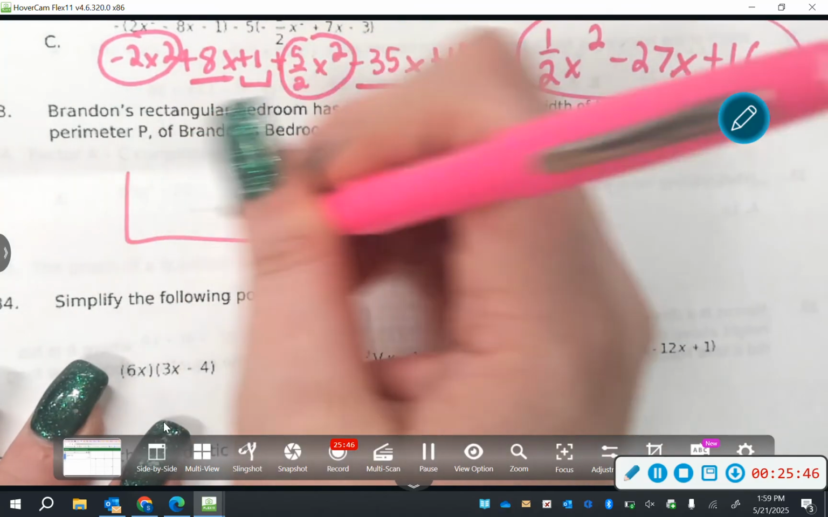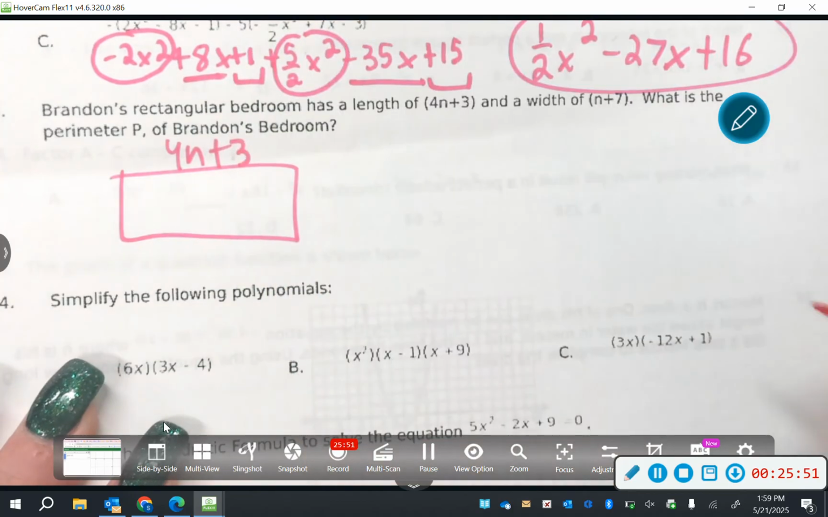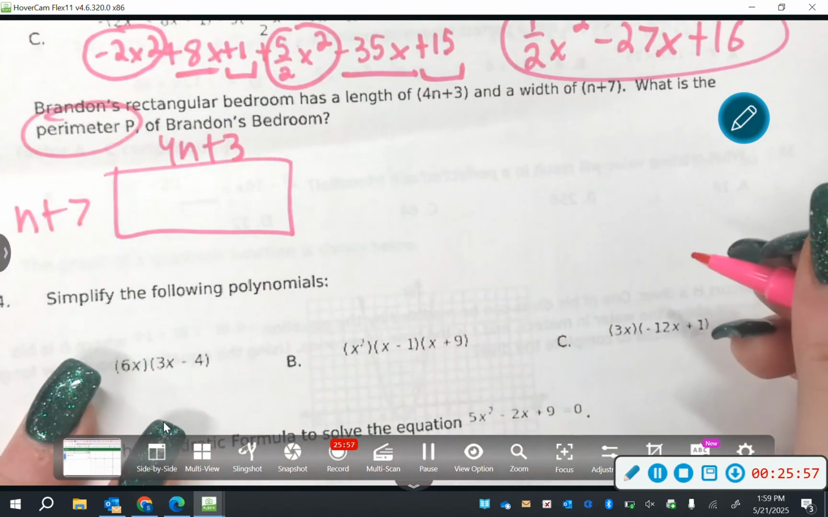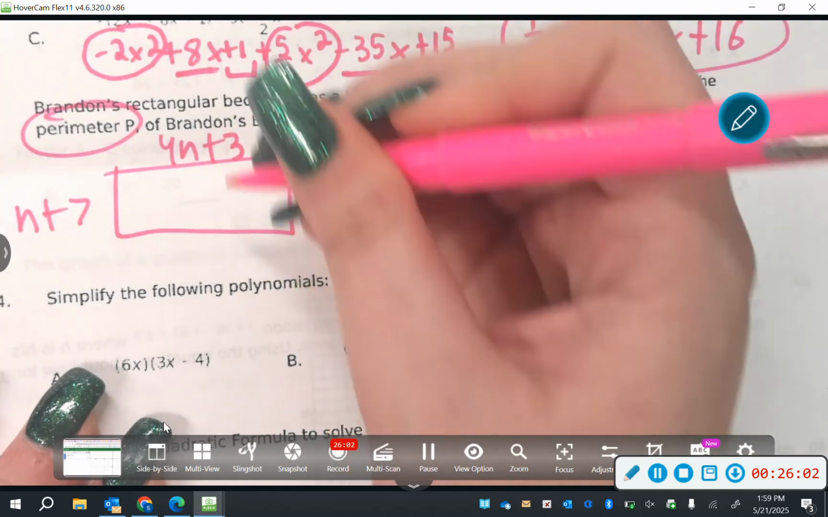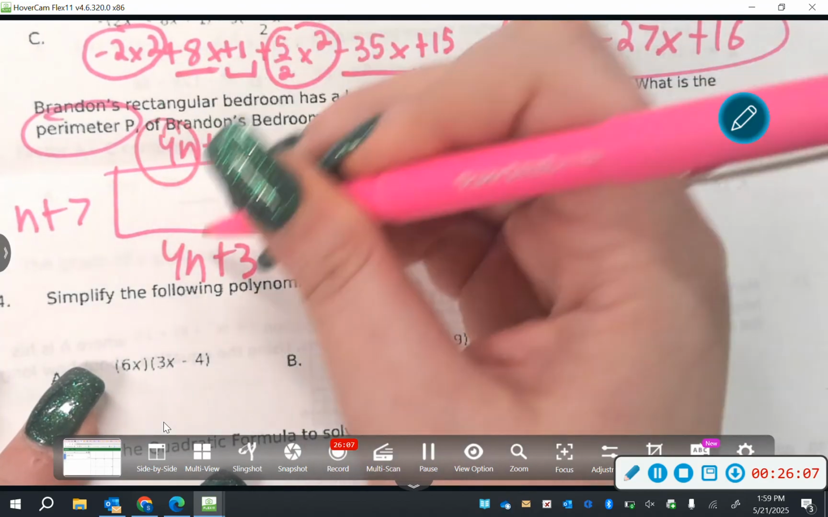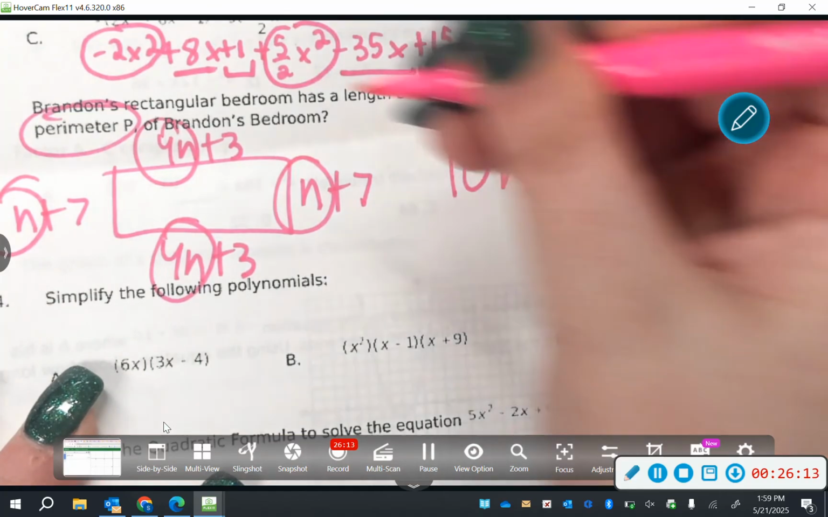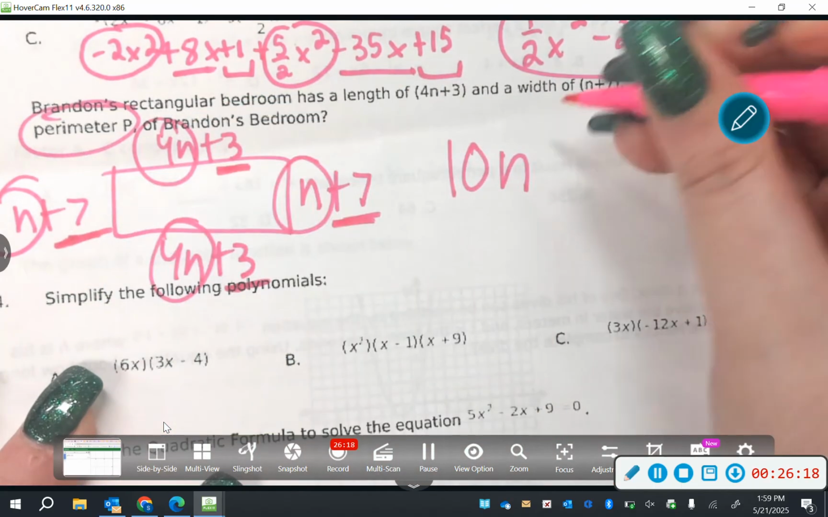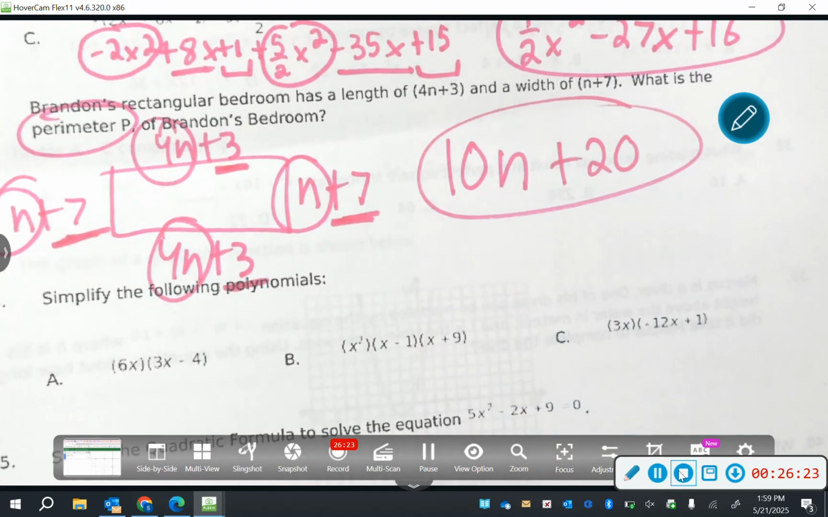Brandon's rectangular bedroom has a length of 4n plus 3 and a width of n plus 7. What is the perimeter, which means add all our sides? So let's get all our sides. If this side's n plus 7, this side's n plus 7. If this side's 4n plus 3, this side's 4n plus 3. Combine like terms. We have 4, 4, 1, 1. 10n. We have 3, 7, 3, 7. Plus 20. Alright, that's going to be it for this video. Good luck.